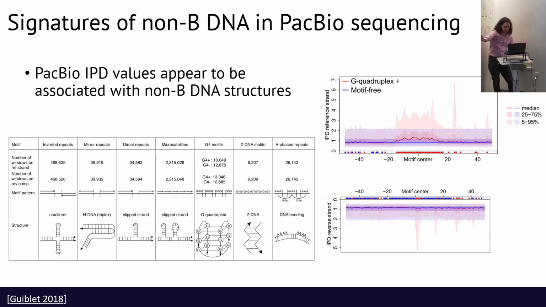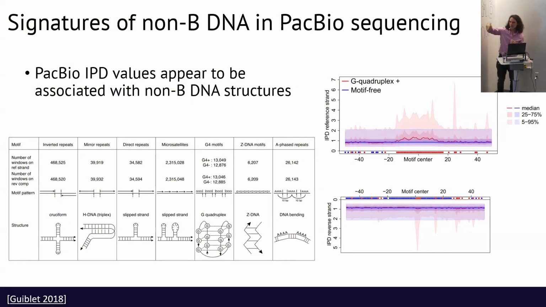Okay, so on the left, this is just a table reminding you of the non-B structures and their motifs. And you also have counts there. So you have a ton of microsatellites and much fewer Z-DNA motifs. And some of them don't have strong signatures, but G-quadruplexes do. Here is what they do: they compute a 100 base window around the non-B DNA motif. This is G-quadruplex. G-quadruplexes are about 20 bases long or so, so it's like 20 bases in the middle of this window.